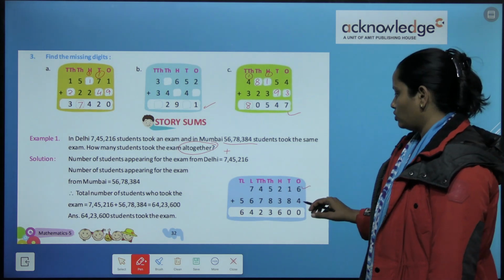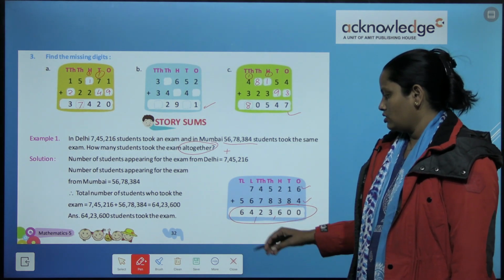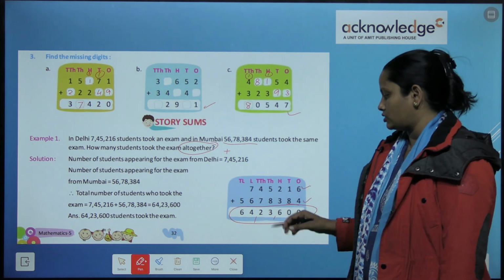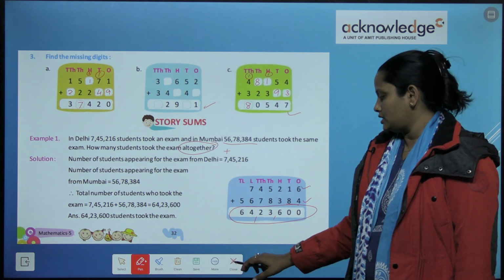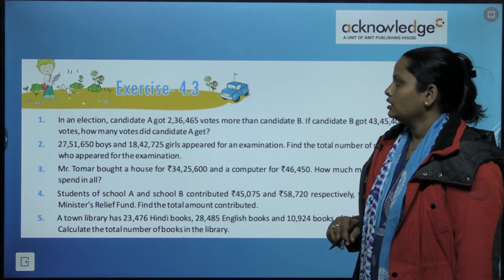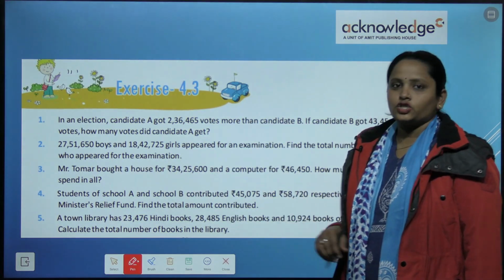So when we added these two numbers, we get this answer. So it's 64,23,600 students participated in this exam. Now let's do this exercise 4.3. So let's do the first question.